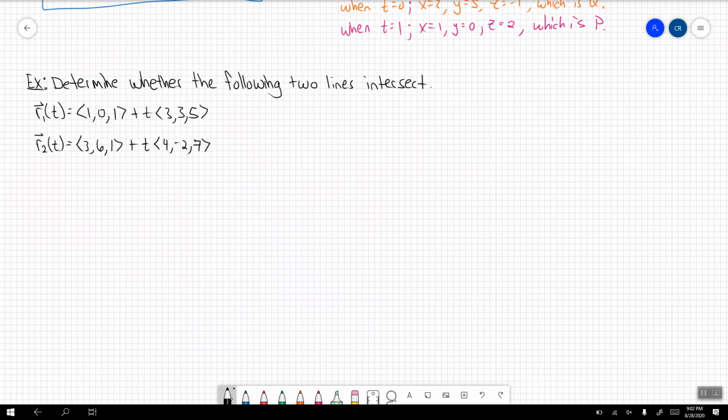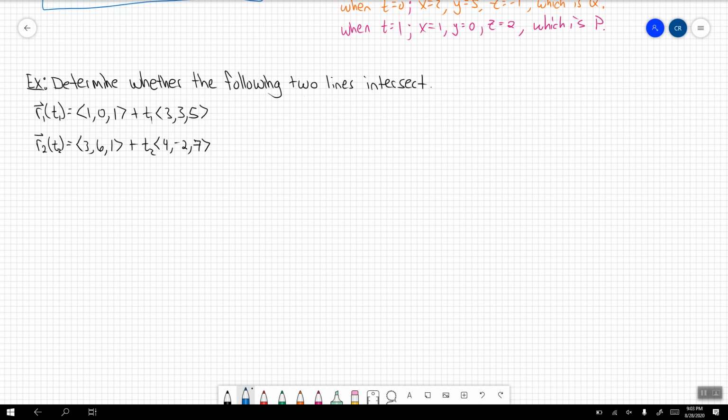So what does that mean for us? Coming over here, R1, I'm going to label t sub 1, and R2, I'm going to label t sub 2. This way we can identify that the t values are not necessarily the same. However, if we can find one point in R3 space, then the t values will be the same, and therefore the lines will intersect.